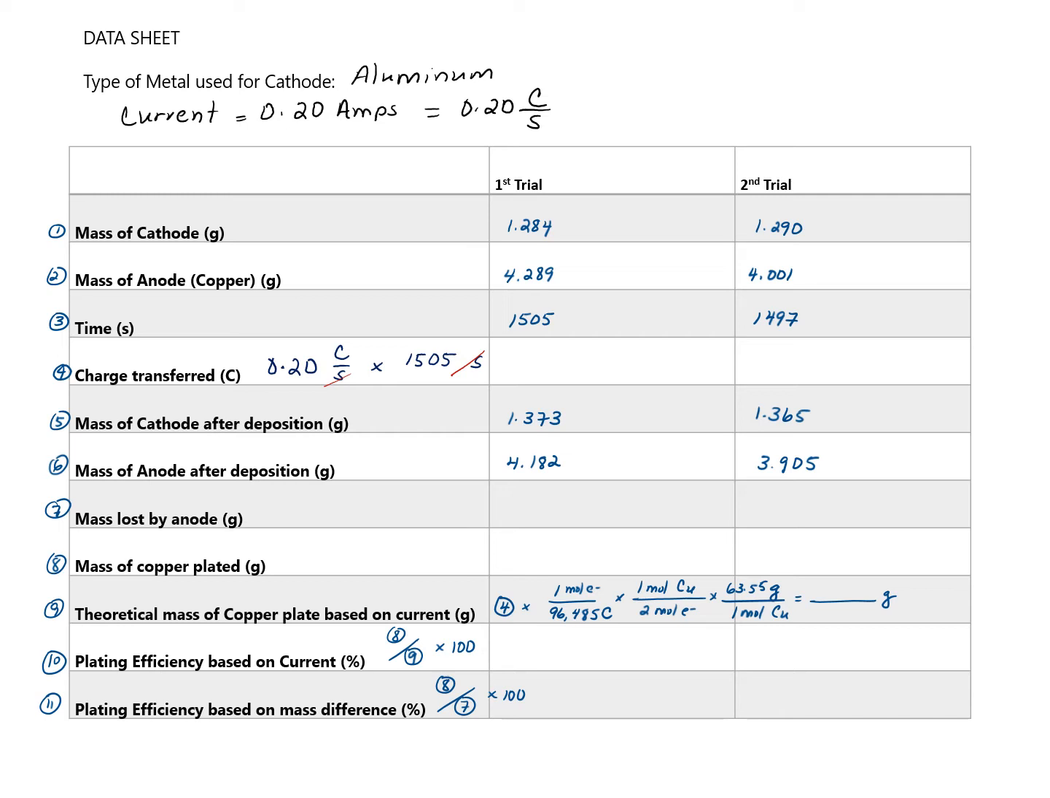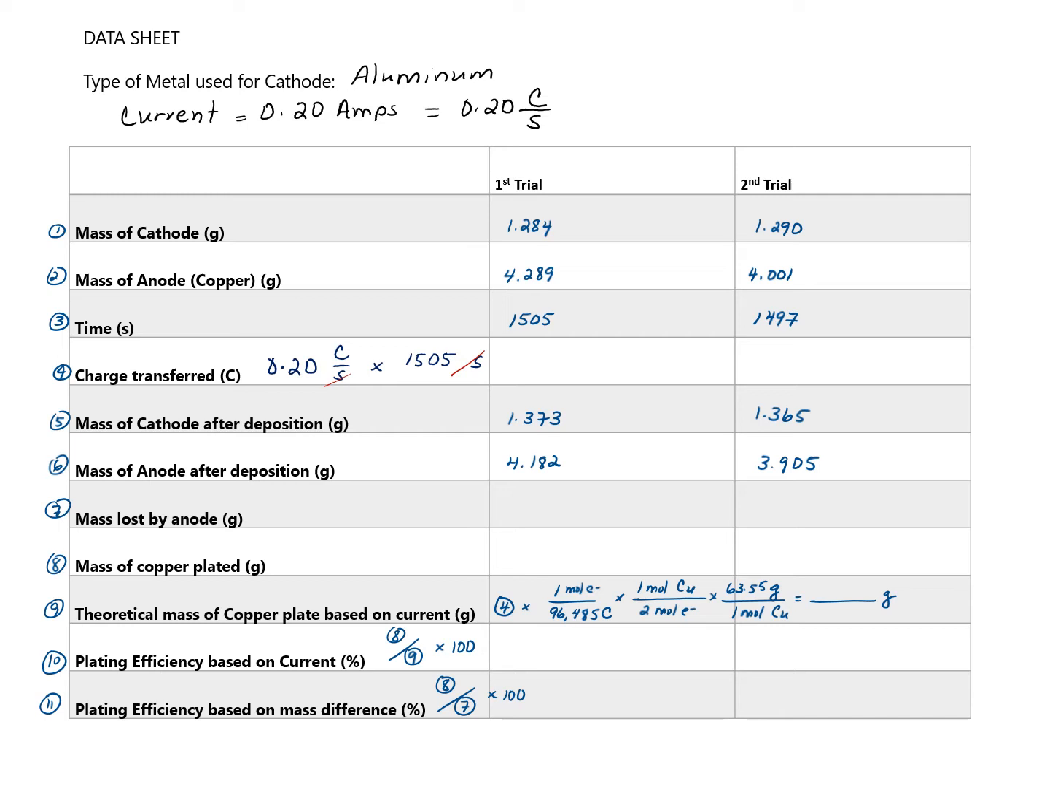Now, number 5 and number 6 are experimental data. You weigh your metal for the cathode, the aluminum, before and after the experiment. The initial amount is what we have in number 1, and then after your 25 minutes for the experiment, you have the number that we have listed right there in number 5. Okay? So it's a mass after the experiment is completed.